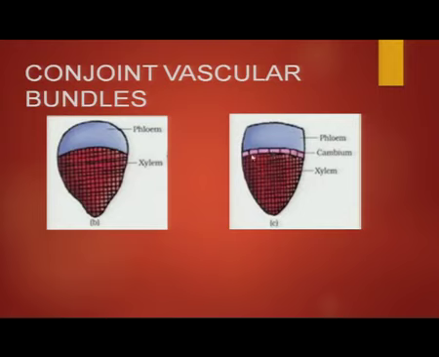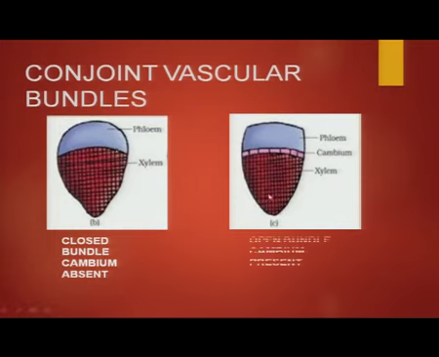Now, because of the presence of this cambium, which is a meristematic tissue, what will happen? When this cambium becomes active, it will produce more xylem cells towards this side and newer phloem cells towards this side. So, the growth of this vascular bundle is open. Hence, such vascular bundles are known as open bundles, while those without cambium are known as closed bundles. And yes, the open bundles are present in dicots and closed bundles are present in monocots.